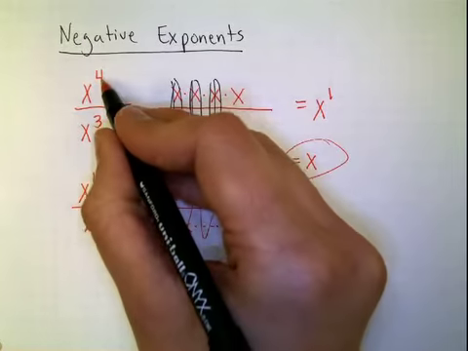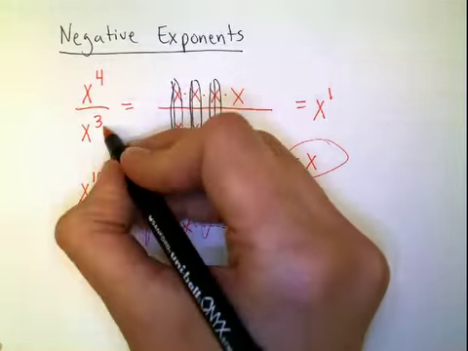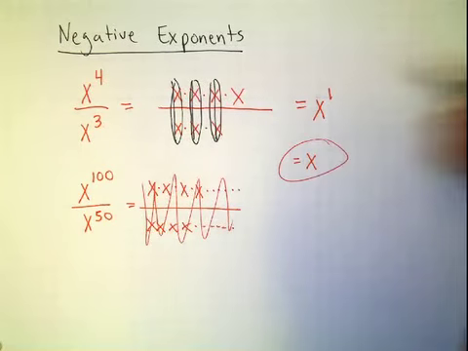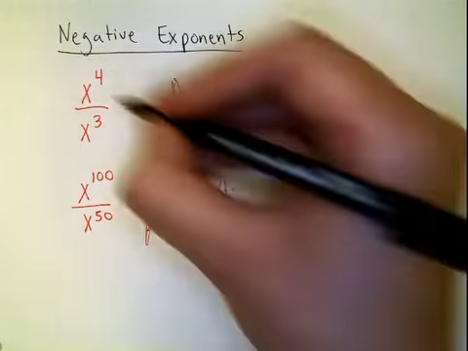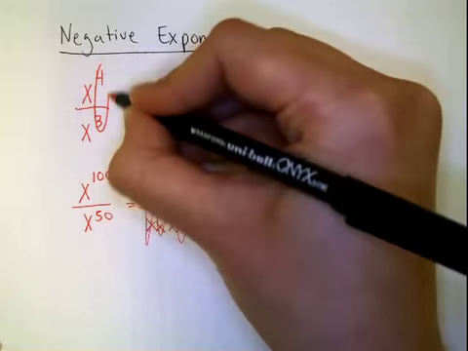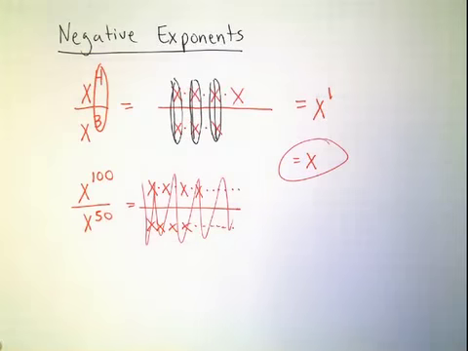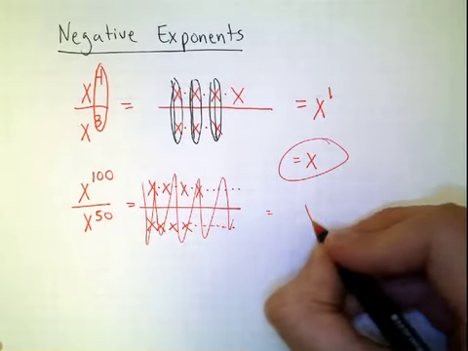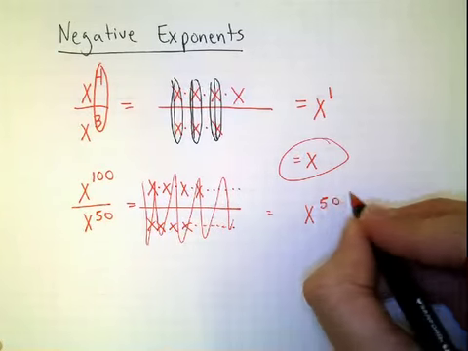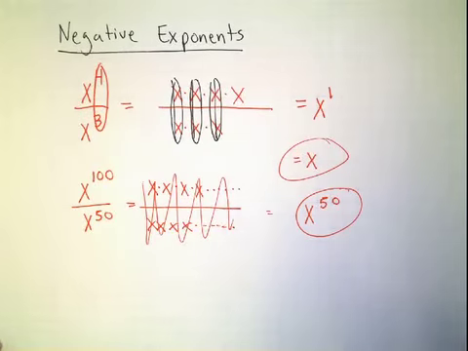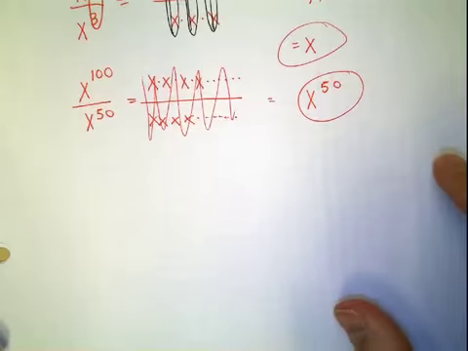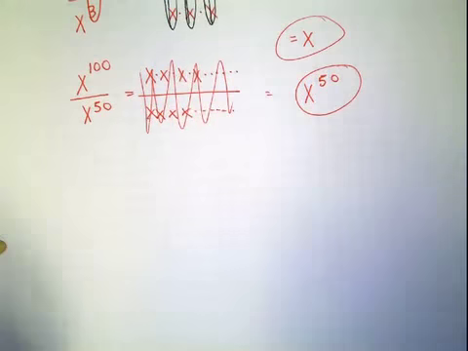Look at the powers on the last problem. We had 4 and 3. What's 4 minus 3? 1. So the shortcut is I could have just subtracted these powers and done 4 minus 3. So 100 minus 50 is 50, so I'm going to have x to the 50th power. And that's going to be my answer. So we have this really nice shortcut. Whenever we're dividing fractions, we basically subtract the powers.